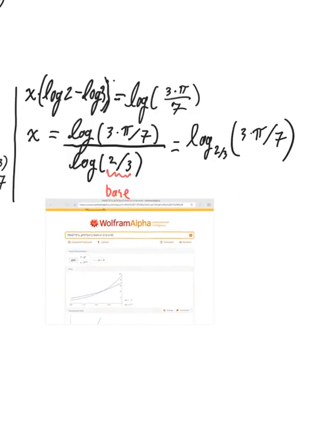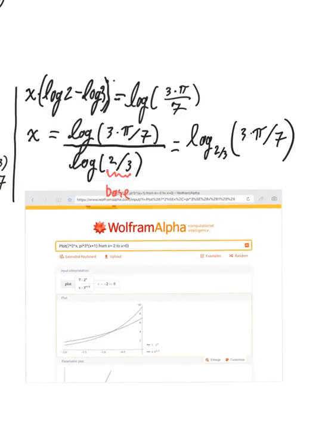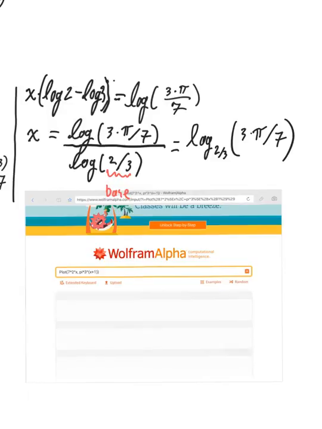So let's go ahead and check that this agrees with our intuition. So let's bring this back, and you don't need to see me typing what I'm about to type. So there's what I entered in, log base 2/3 of 3 pi over 7. Here it is in pretty print. That agrees with what I wanted. Log in the base 2/3, 3 times pi over 7. Okay, yeah, that's the same as this.